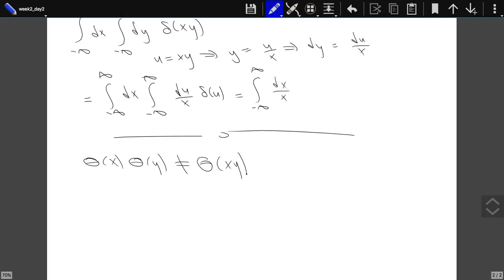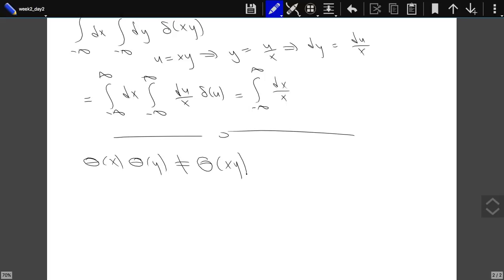X times y is negative since one is positive and the other one is negative. So this is negative, and the step function is 0. It still seems to hold. But if x and y are both negative, both step functions over here are 0. But their product is positive, and since their product is positive, this step function is 1. So there's no equality between the left-hand side and the right-hand side.